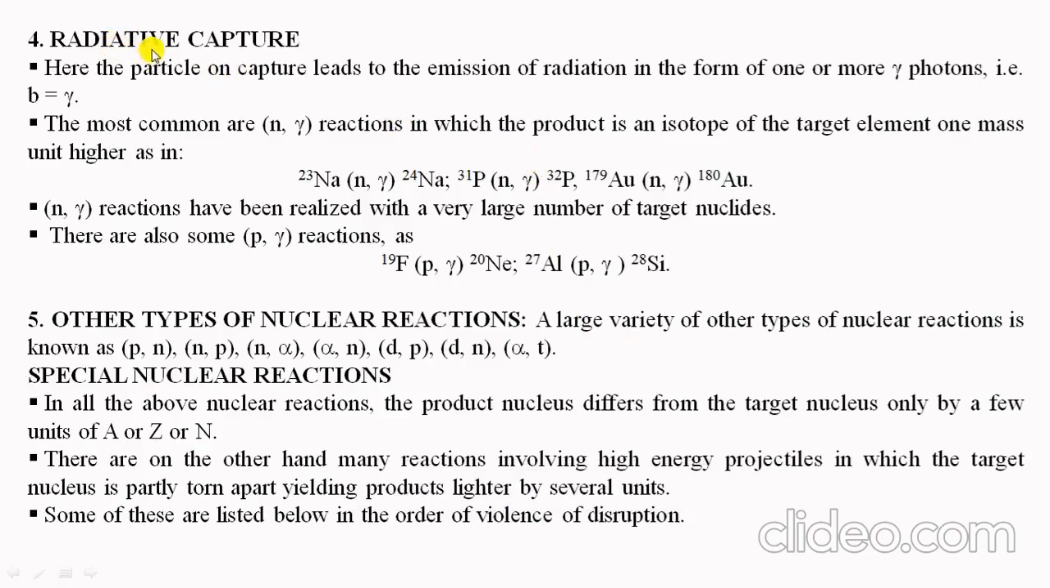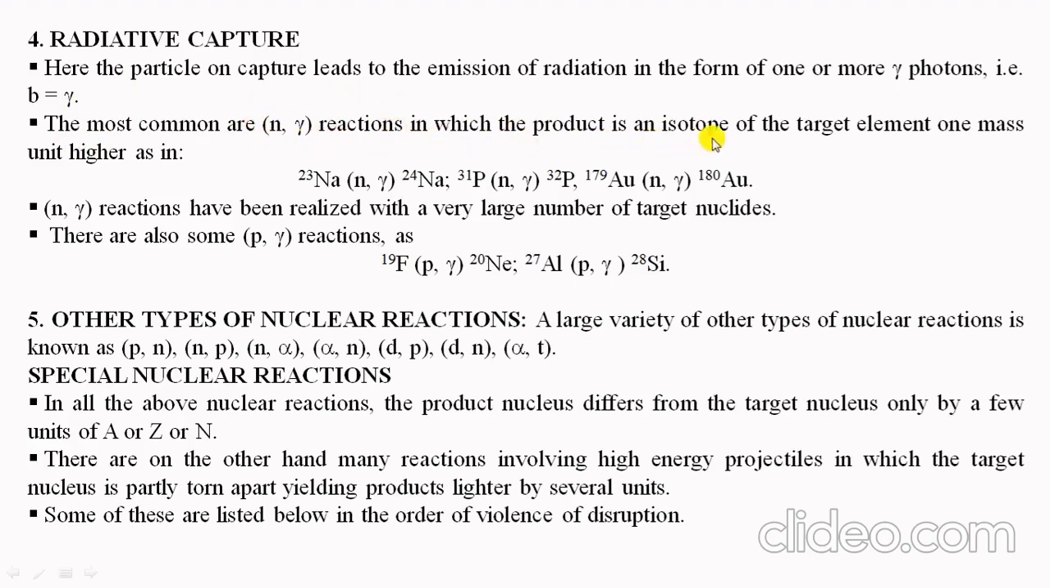Good, yesterday we have seen the types of nuclear reactions, that is elastic scattering, inelastic scattering and photonuclear reaction. Today we are going to see the next type of nuclear reactions, radiative capture. Here the particle on capture leads to the emission of radiation in the form of one or more gamma photons. Means here the ejectile is the gamma photon or gamma radiation. The most common are n gamma reactions.